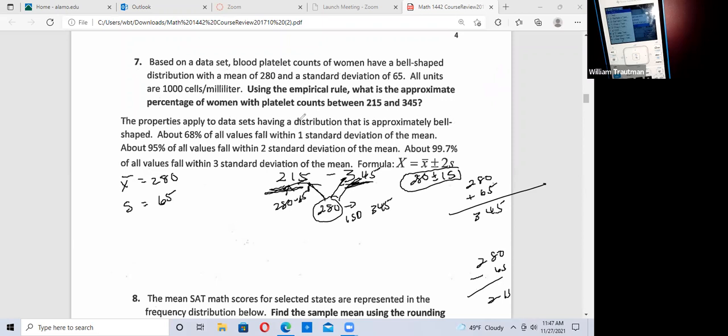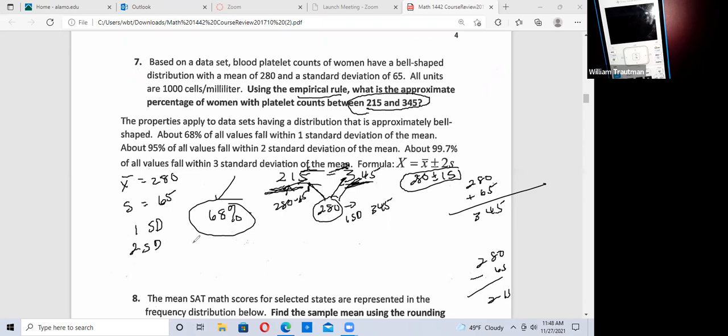So the question is, what was the question? What is the approximate percentage of women between this range? Well, we know 1 standard deviation for the empirical rule means 68% of the data. So that's our answer. Do you see we're 1 standard deviation on both sides? So our answer is 68% of the data. If we were 2 standard deviations away, 65 plus 65, 2 standard deviations away are 95% of the data using the empirical rule, and then 3 standard deviations are 99.7% of the data. So just remember these 3 rules.